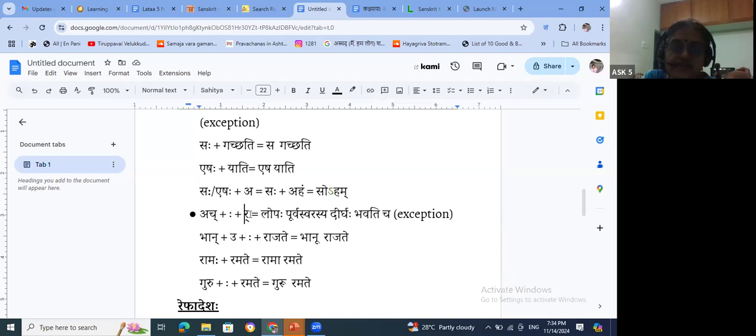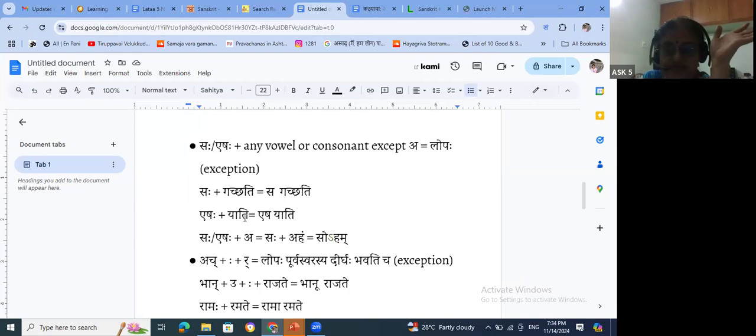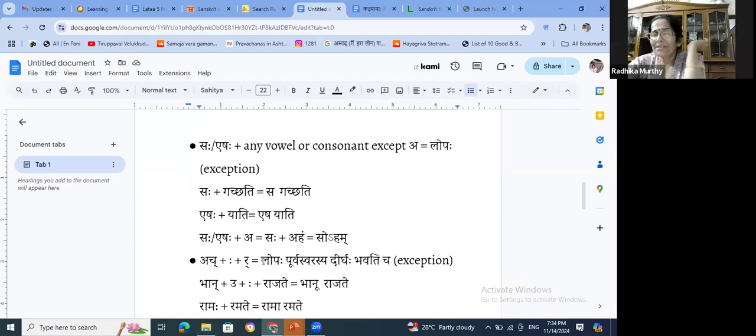Paravarna, in this case for Lopa and Purvavarna se Dirgha, R should be there here. Paravarna can be anything. The rule changes. Paravarna can be anything.